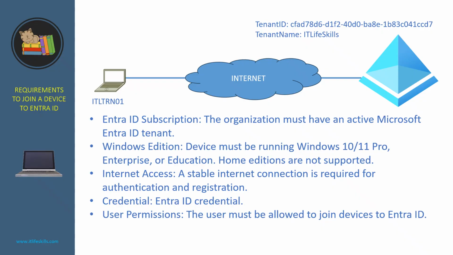As you can see, to join this computer to Entra ID, the organization must have an active Microsoft Entra ID tenant, and the Windows edition running on this computer must be Windows 10 or 11 Professional, Enterprise, or Education. Home editions are not supported. Also, this computer must have internet access for authentication and registration, and we have to have an Entra ID credential, and the credential must have the permission to join this computer to the Entra ID tenant.